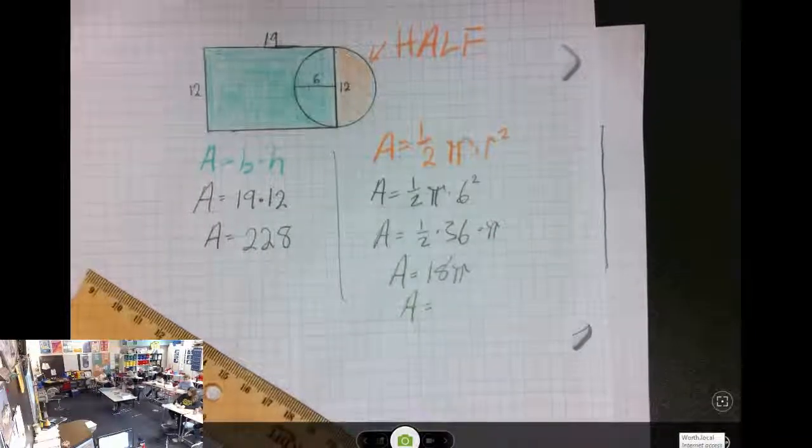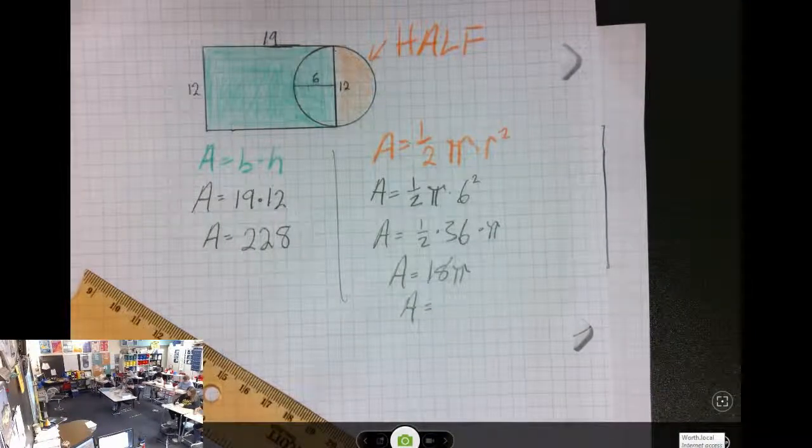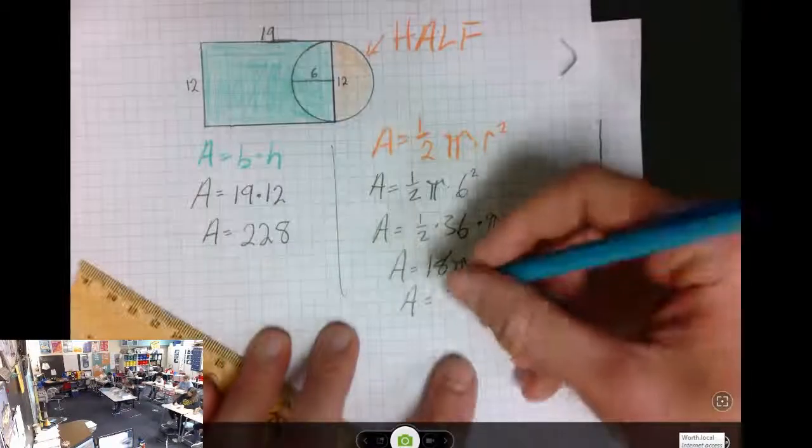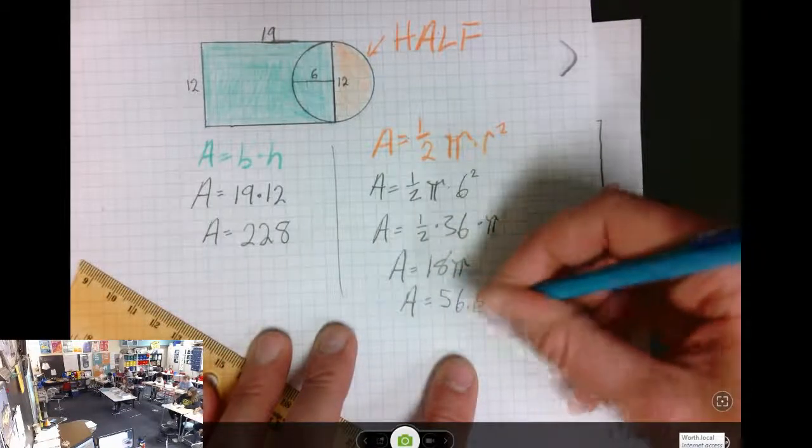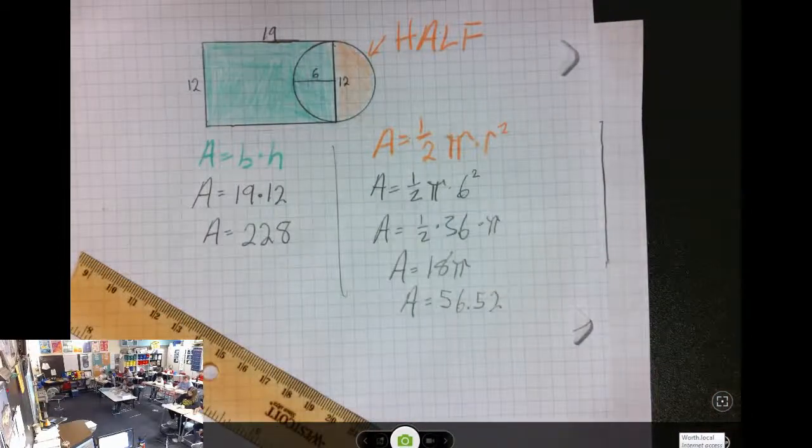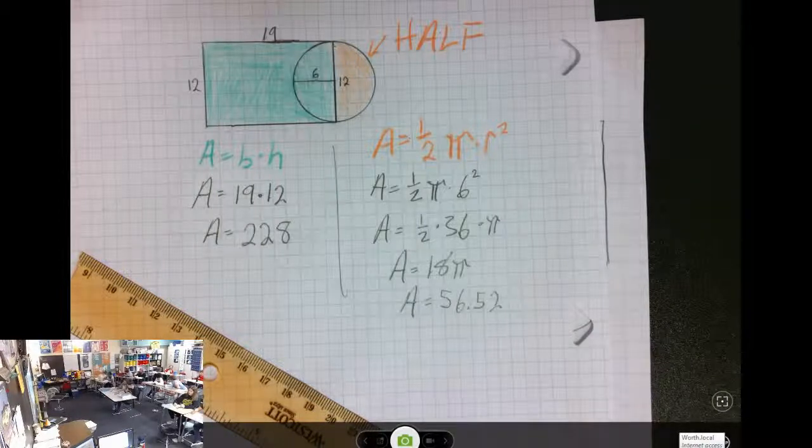The test will probably say use 3.14 for pi, so you might want to get in the habit of just typing the 3.14. If we do that here, it's 56.52. I used 3.14. I did not use the pi button. So if you got a different answer, it's probably because you used the pi button. If I use exact pi, it's 56.548667. So it's actually 56.55 if we round to the hundredth place.